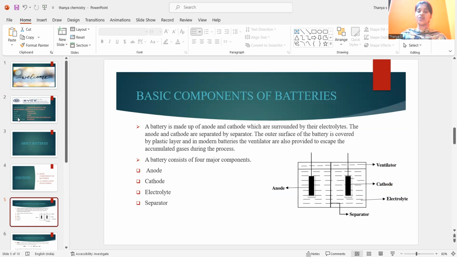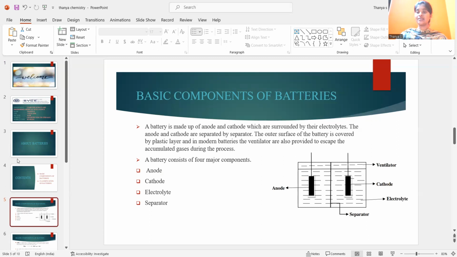A battery is made up of anode and cathode, which are surrounded by their electrolytes. The anode and cathode are separated by a separator. The outer surface of the battery is covered by a plastic layer, and in modern batteries, a ventilator is also provided to escape the accumulated gases during the process. So a battery consists of four major components, that is anode, cathode, electrolyte and separator.